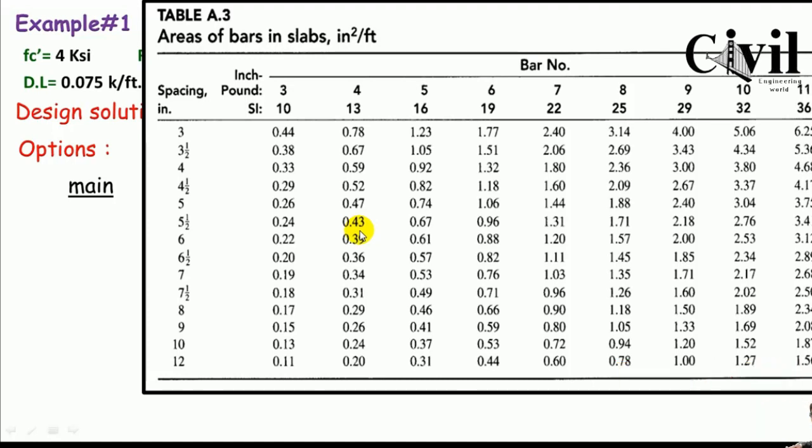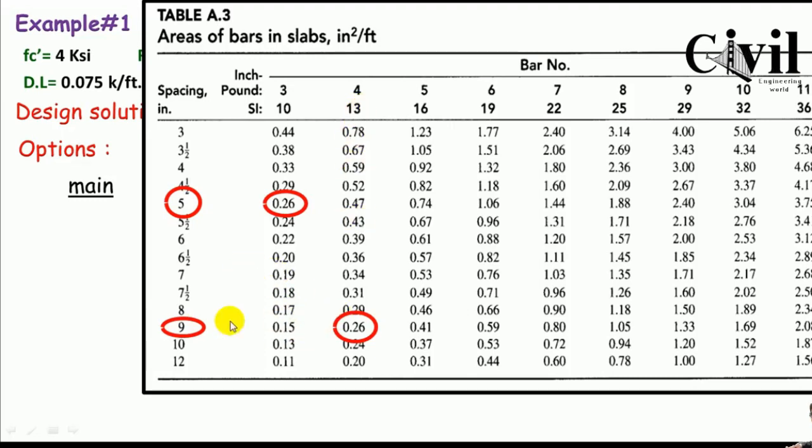So first we are considering number 3 bars. If we see the table, we get 0.26 inch square, and for that area our spacing is 5 inches. So this is the required spacing for main steel. If we go for number 4 bars, then we can also select 0.26 inch square against number 4 bar and provide spacing of 9 inches.